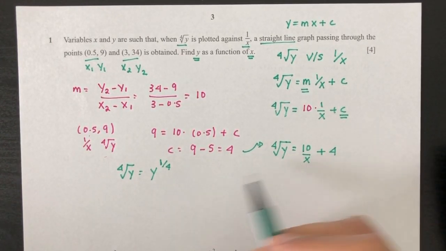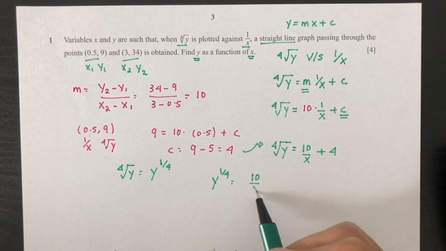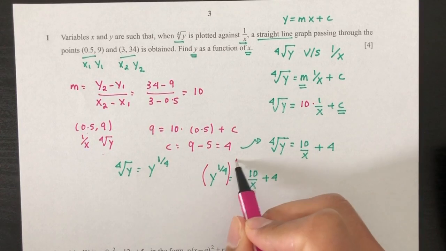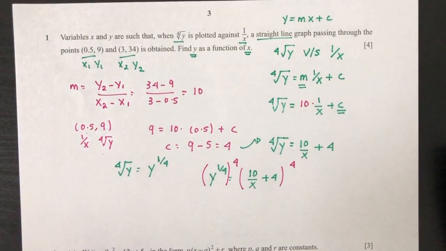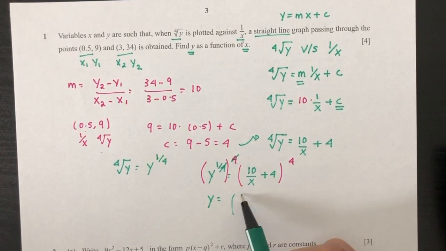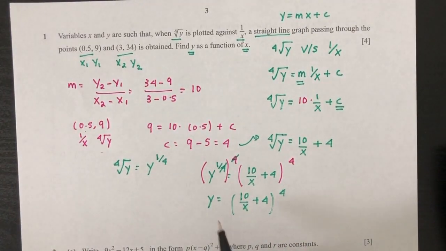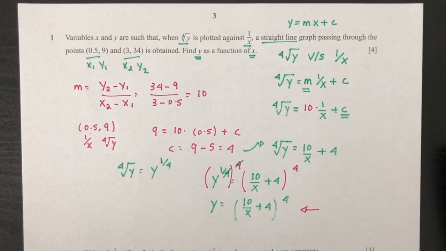So let's simplify this here. We will have this on one side and this on the other side. To get rid of this power, we have to apply the power of 4 on both sides. In that case, this will go away. So you'll have y is equal to (10 over x plus 4) to the power 4. So this will be your answer, which is y in terms of x. This is your answer for question number 1.